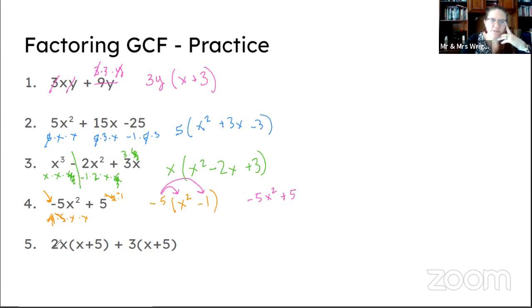All right, so this last one here, 2x times x plus 5 plus 3 times x plus 5. Well, it's easy. X plus 5 is my factor that I see right off the bat right here in both of these terms. So my factor goes first, and then I have another set of parentheses for what's left over in each term. And what's left in the first term is 2x, and what's left in the second term is going to be 3. So factor 1 is x plus 5, and factor 2 is 2x plus 3.